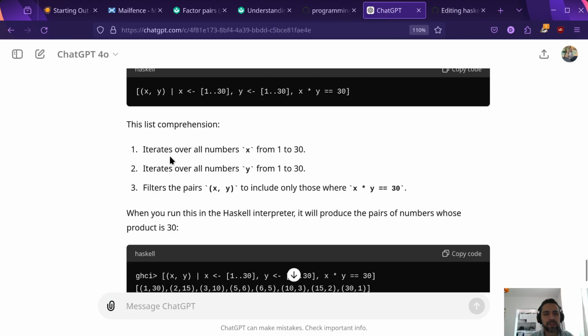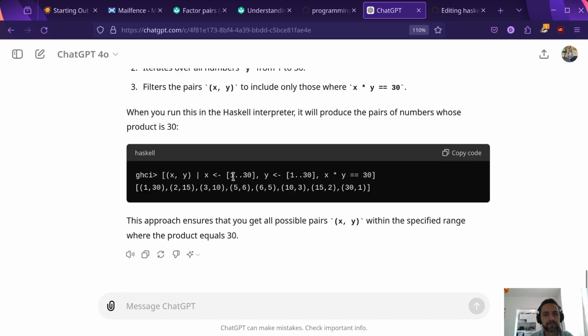Now, this list iterates over all numbers x plus 1, and filters the pairs. This approach ensures that you get all possible pairs within the specified range where the product equals 30.